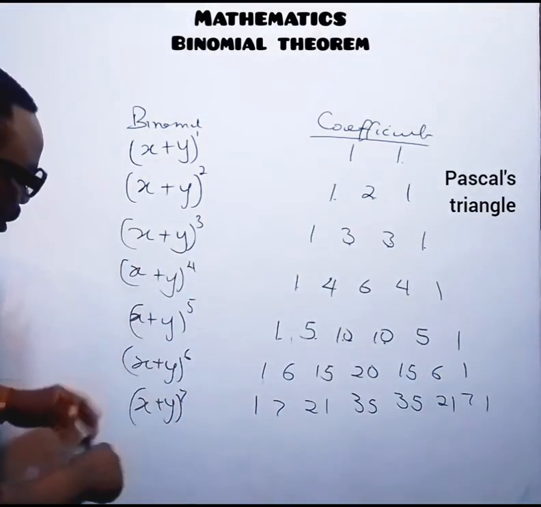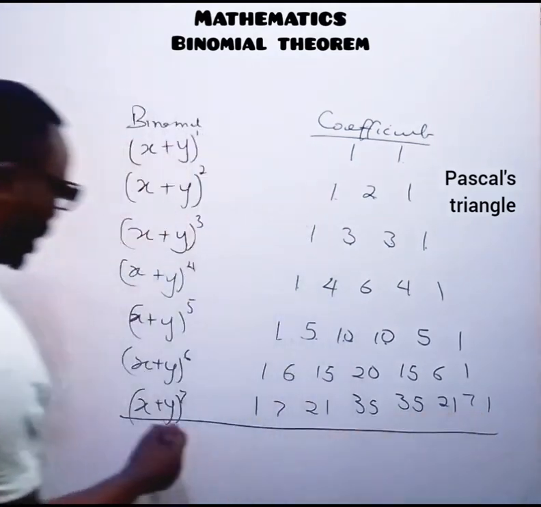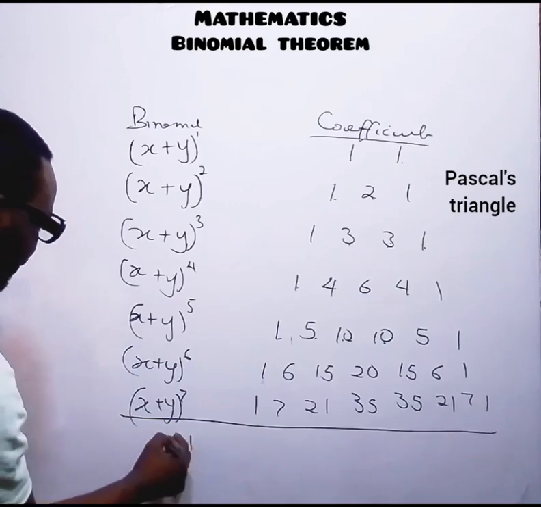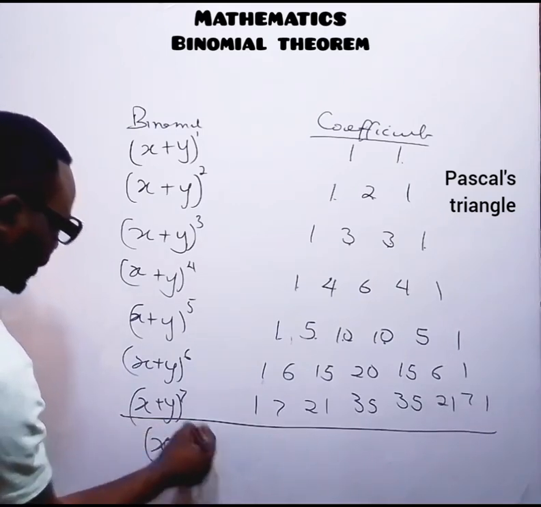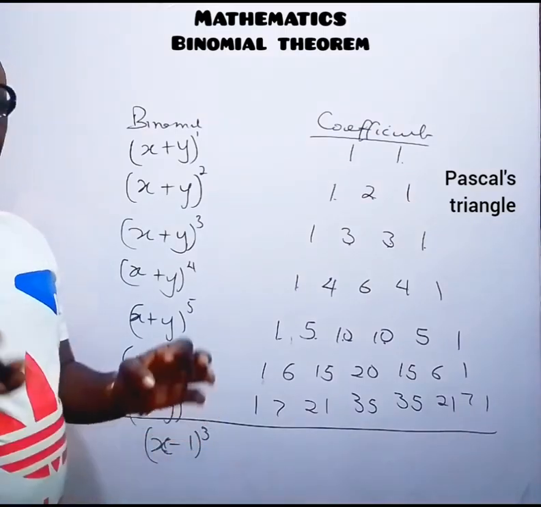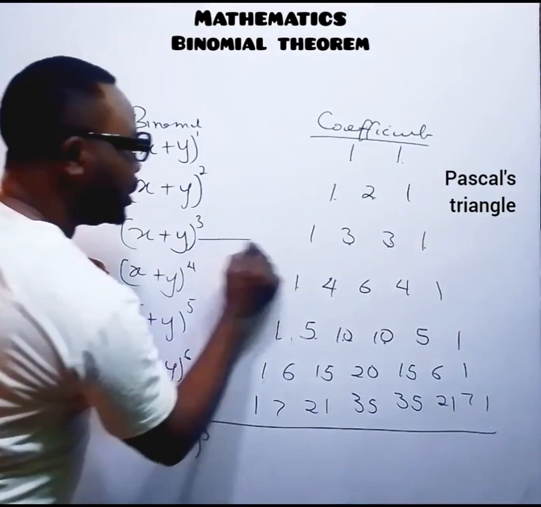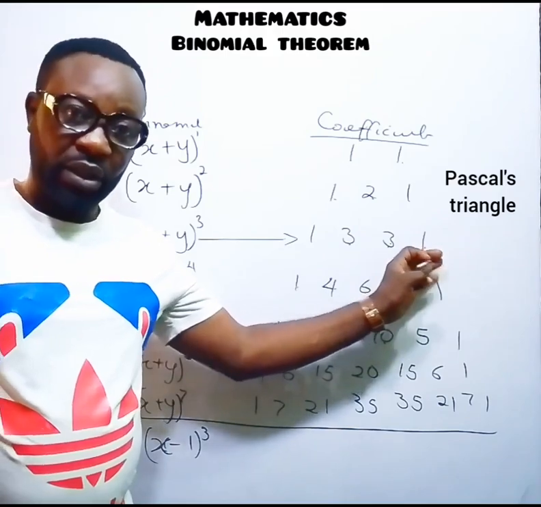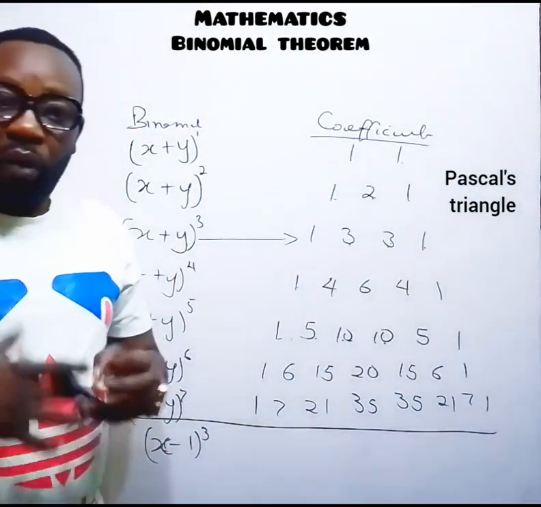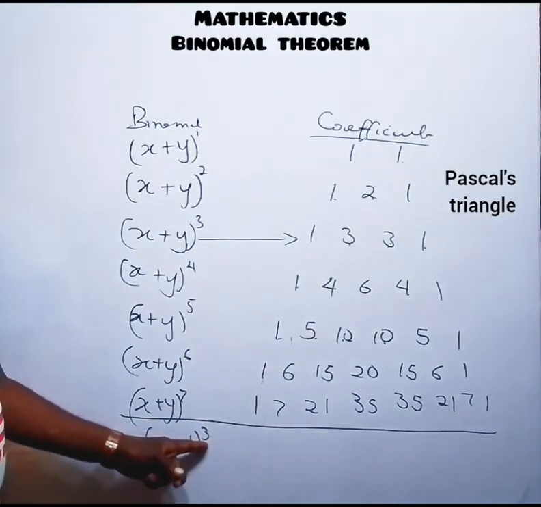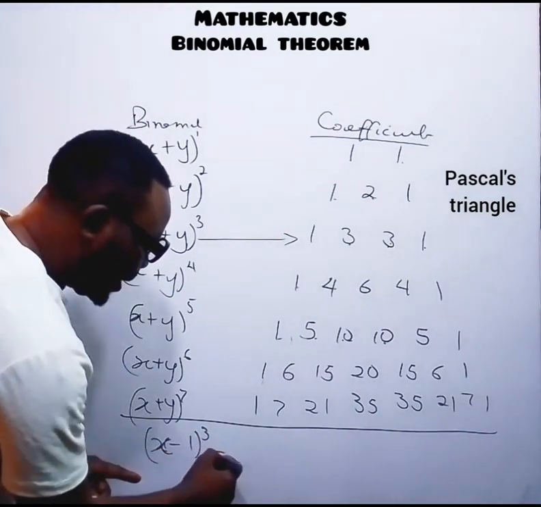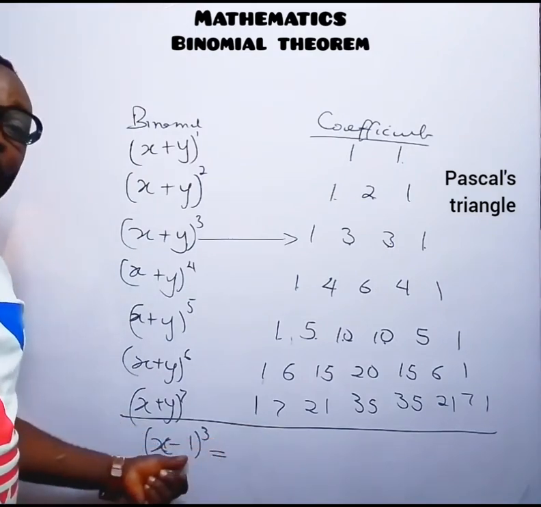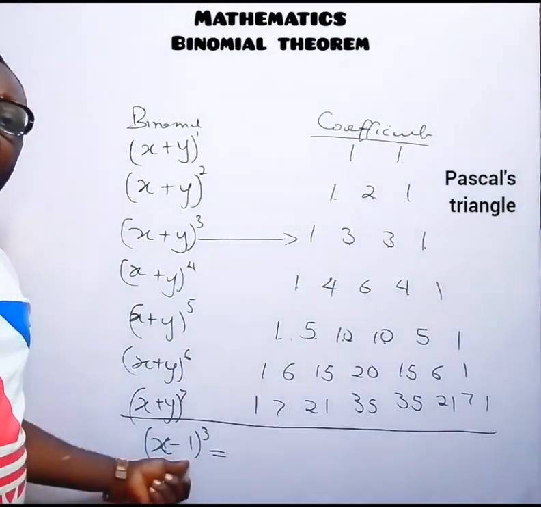Now, when we have a question of this nature that says x minus 1 raised to the power of 3, if I want to make use of my coefficient, I'm going to come here. Look at this expression here. I will know that definitely this is going to be my coefficient. After I've done that, I will now look at the first term here. Since it is raised to the power of 3, the first term will have the highest power, 3, while the second term will have the highest power to be 0.